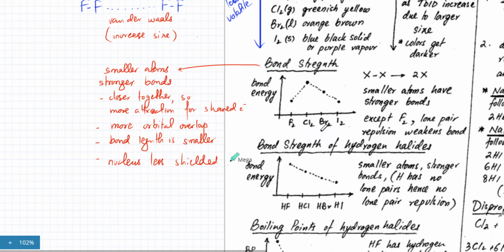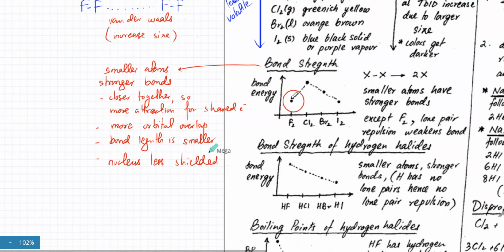So remember, smaller atoms always make stronger bonds. Bigger atoms are going to form weaker bonds. Iodine is a big atom. Smaller atom, the bond strength increases. Chlorine is an even smaller atom. And then fluorine over here is a problem. Fluorine is an anomaly.